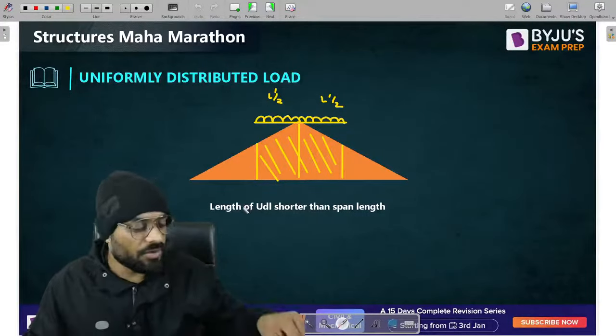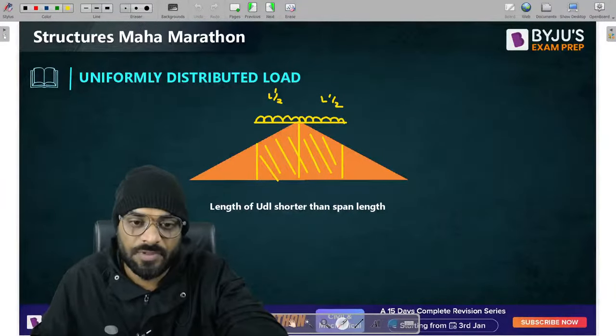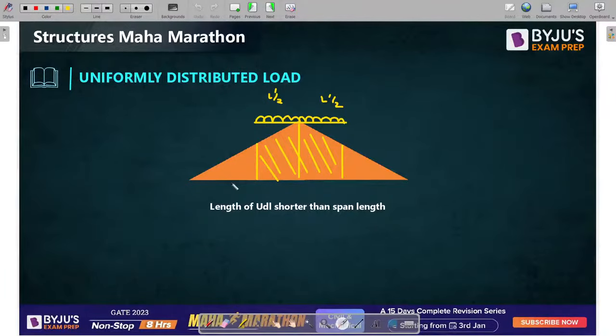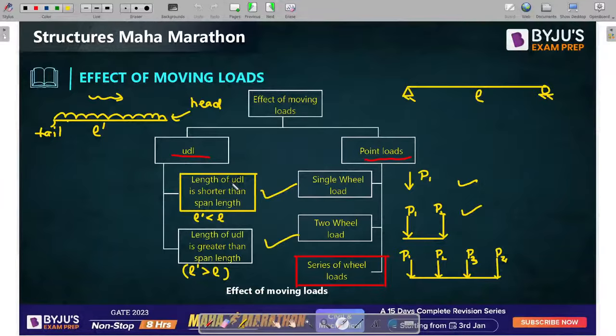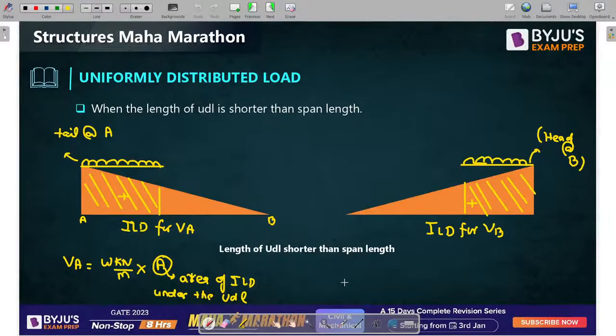Okay. Now guys, if you have a single wheel load, it is a very, very easy case. In the single wheel load condition, listen guys, what you have to do? You have to put the load exactly at the maximum ordinate. That means if I want to find out the maximum value of VA, I will put the load exactly at the maximum ordinate. Yes or no?